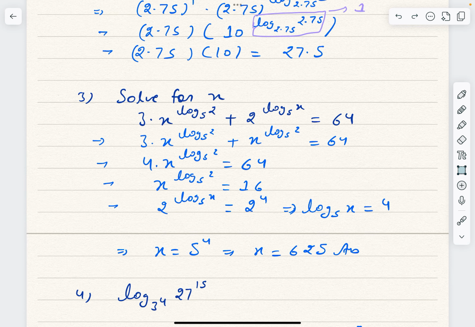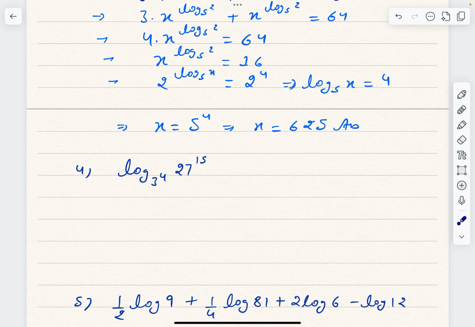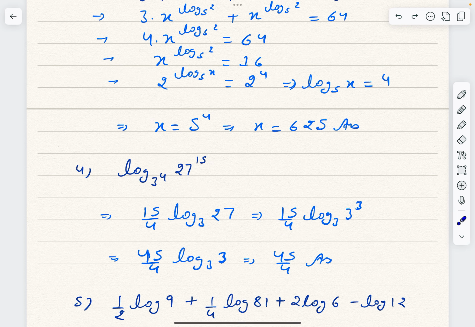In the next problem, they're simply asking the value of this thing. We have log base 3 power 4 of 27 power 15. Give it a try. Let us start discussion now. First of all, we can directly use the ninth property here. This 15 will come outside in the numerator, 4 will come outside in the denominator. So we get 15 by 4 log base 3 of 27.